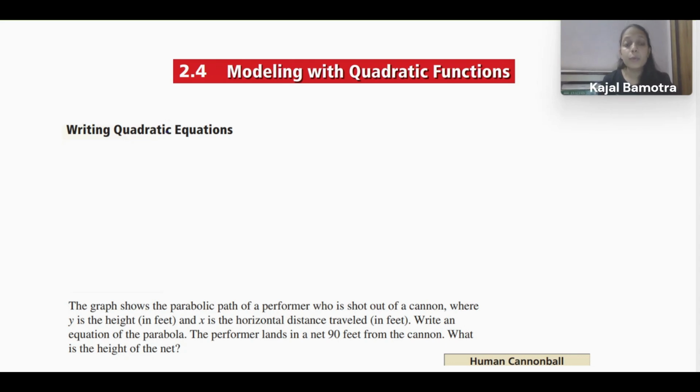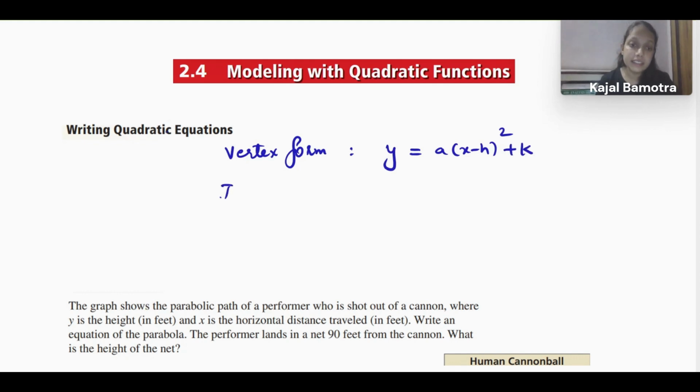Hello everyone, we are doing 2.4 now. It's the different forms of a quadratic equation. The first is vertex form. Vertex form is y equals a times (x minus h) squared plus k.